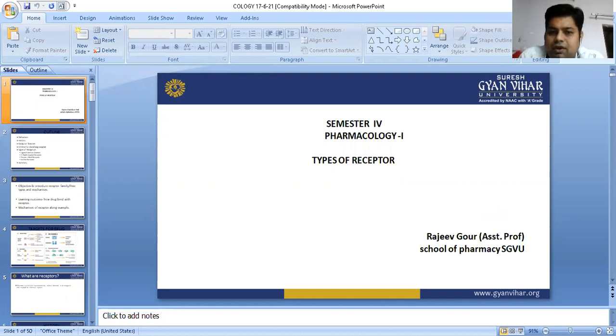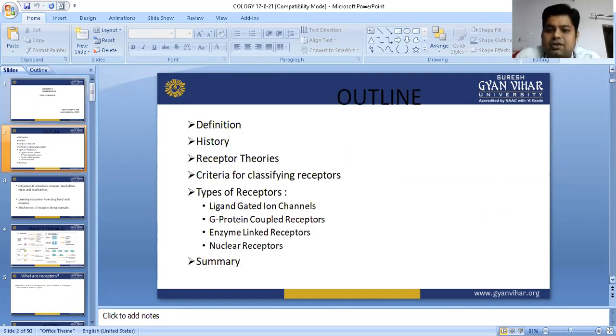Just before that, we would like to understand some outline, like definition, history, receptor theories, which we have already discussed, but in a brief manner, in one or two statements, and criteria for classifying receptors, types of receptors like ligand gated receptors, G protein coupled receptor, enzyme linked receptor, nuclear receptor. And the last part is their summary.